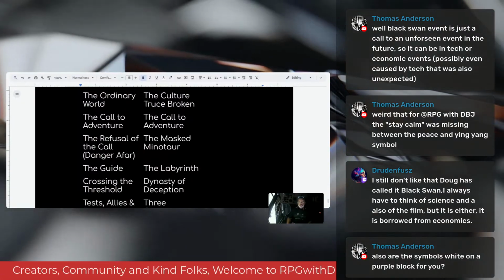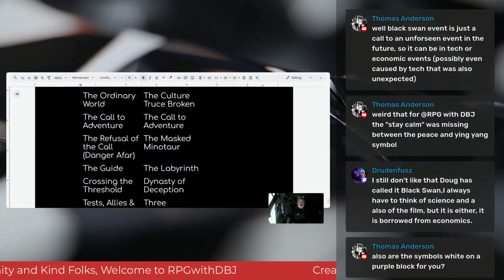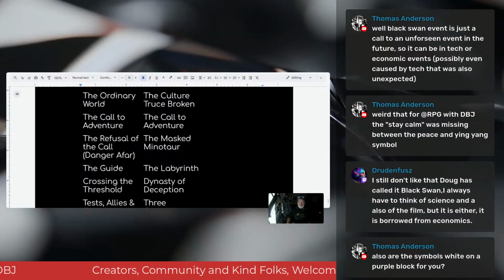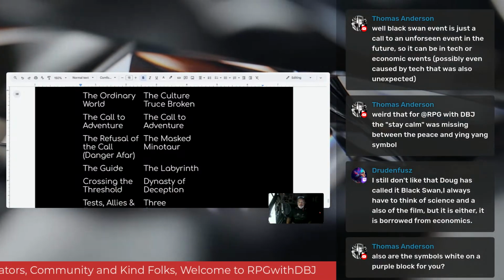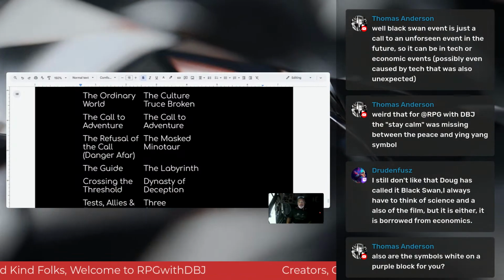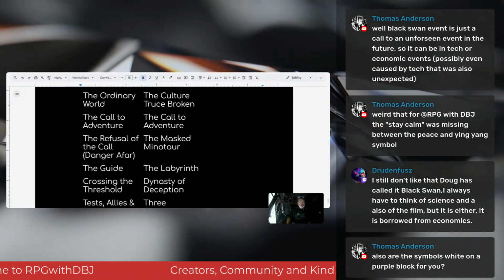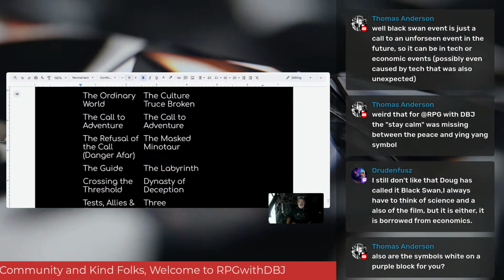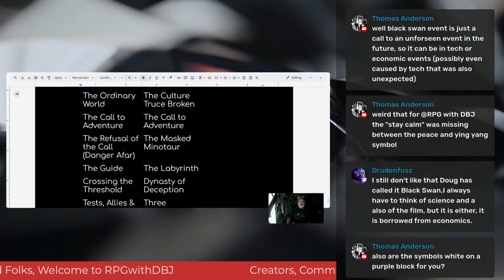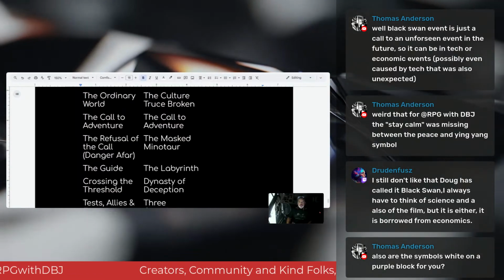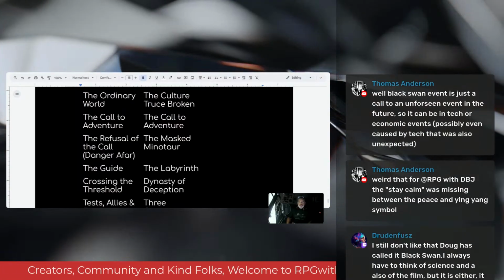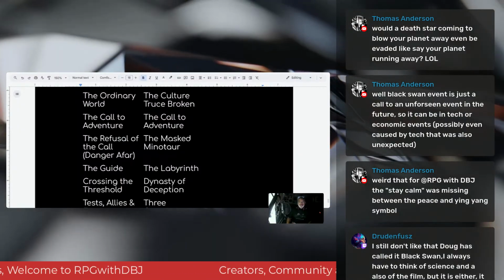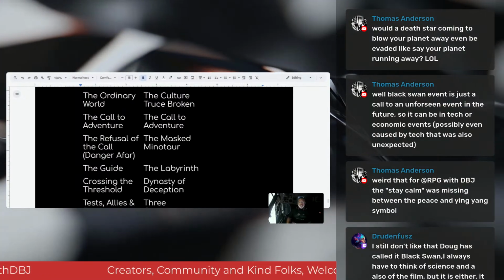There we go. Okay, I got your comments here. Are the symbols white on a purple block for you? I'm not sure exactly what that means. For some reason, I don't have a background, which is strange, but whatever. Jay says, "Oh yeah, Hero's Journey. Well, it's nice to see that we're all completed." 225,915. How did you measure that?